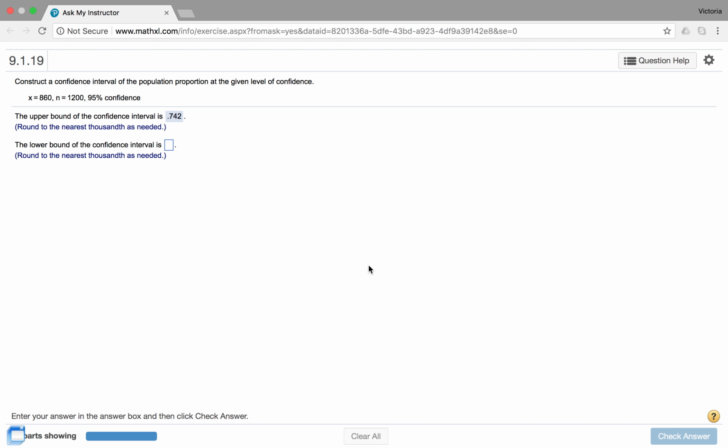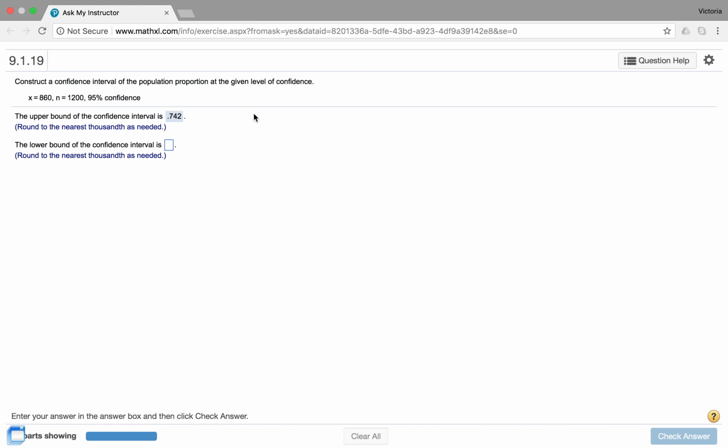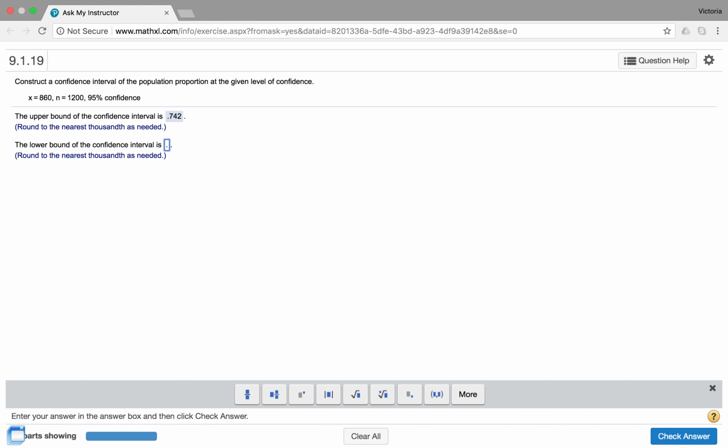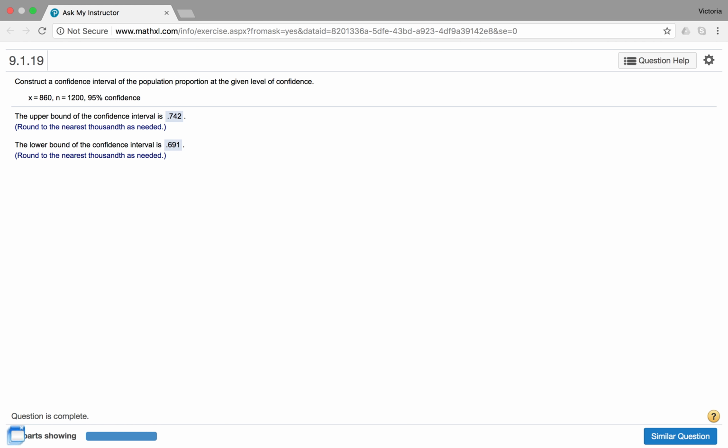And then our lower bound, I can open this up again by just clicking in the corner over here. If I open this up again, our lower bound was 0.691. So I would put 0.691. And I think that may be all they wanted for this question.